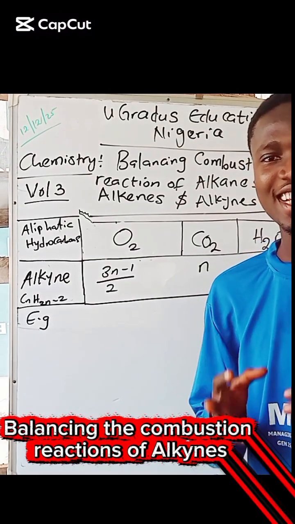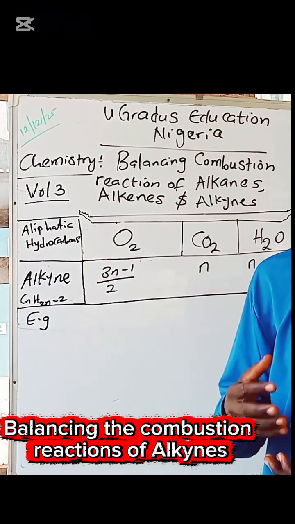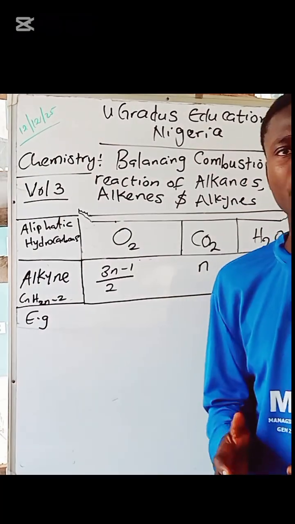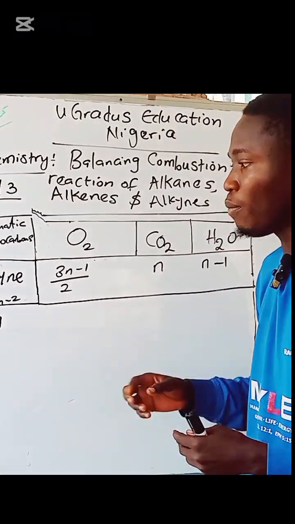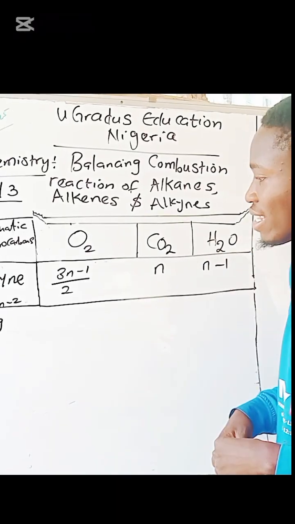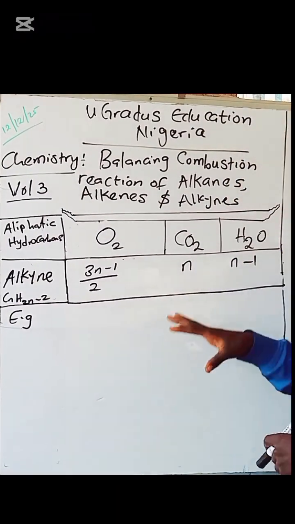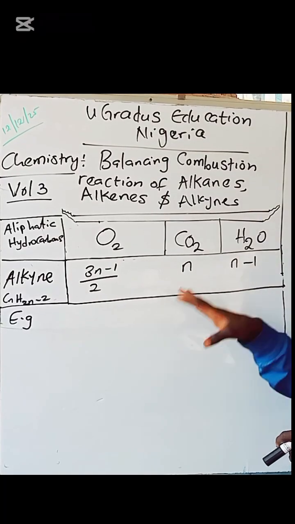Welcome to this class. This is my third video on how to balance the combustion reaction of aliphatic hydrocarbons, and in this case we are going to be considering the third aliphatic hydrocarbon, known as the alkynes. The alkynes are defined by the general formula CnH2n-2, and as you can see on the board, I've given you the formula you are going to apply for this case.